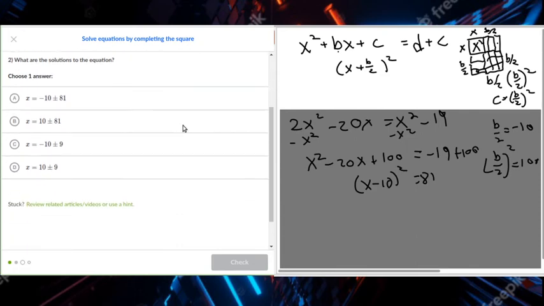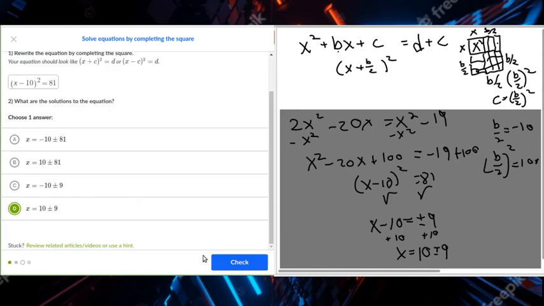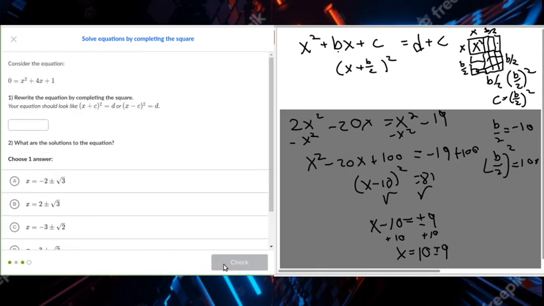Second, we have to solve. So we're going to take the square root of both sides, and we're going to end up with x minus 10 is equal to positive or negative 9. Negative 9 squared is 81, positive 9 squared is 81. And I'm going to add 10 to both sides. So x is equal to 10 plus or minus 9. Is right over here. Let's check that. Didn't make that mistake again. That's good.